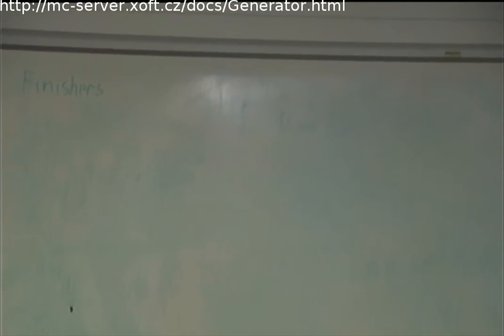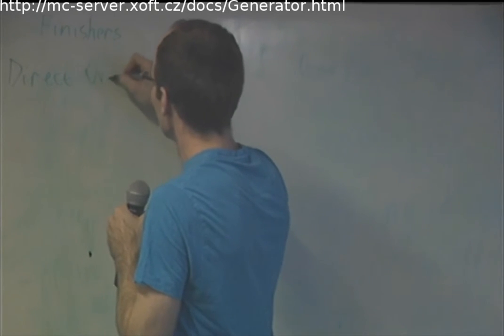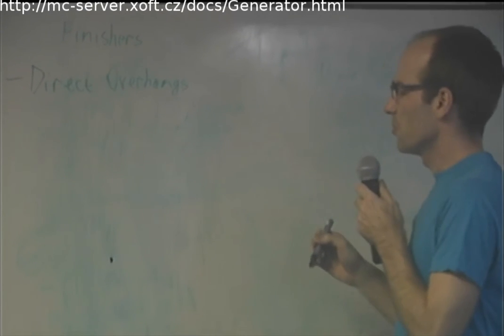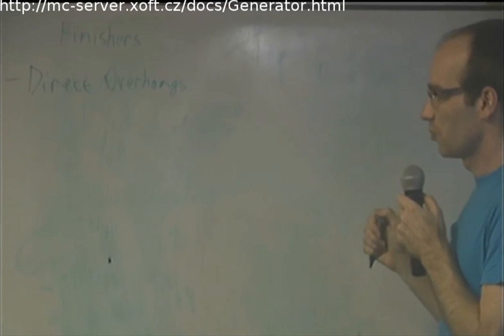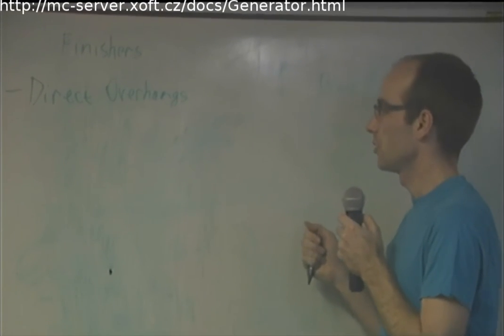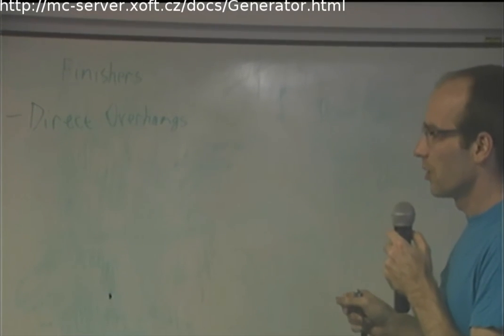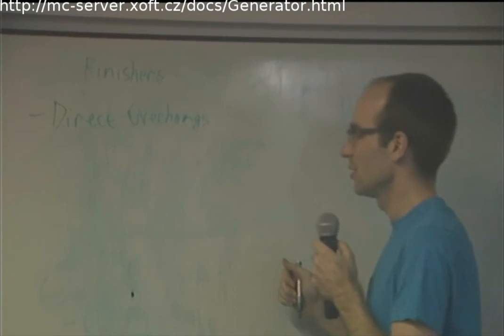Then there are obsolete ones. I'll just write them down anyway. Direct overhangs. This was an attempt to make overhangs before we had the shape generators. So pretty much with the terrain shape generator, this one is obsolete. I have no idea if it worked well or not. I can't remember really, but I think it did work, because if it didn't, I wouldn't have committed it.